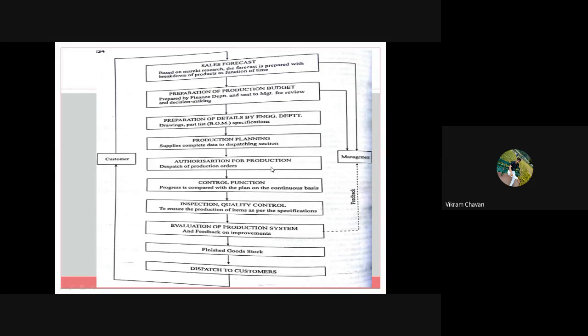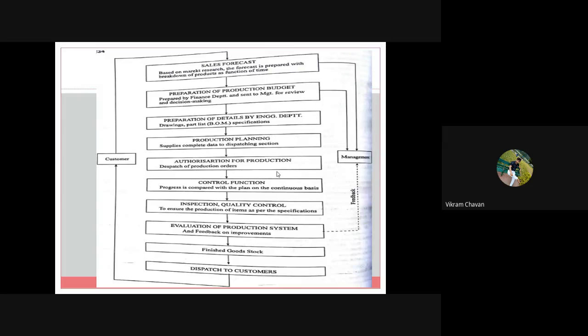Next is the authorization for production. The dispatch section will produce the orders, and those orders are the authorization for production. Once the orders are received by the respective workstations and employees, the production will start. Once production starts, the control function comes into the picture. This control function is also known as progressing.